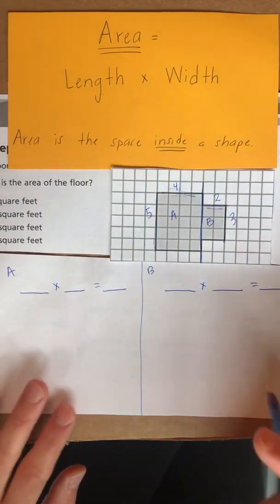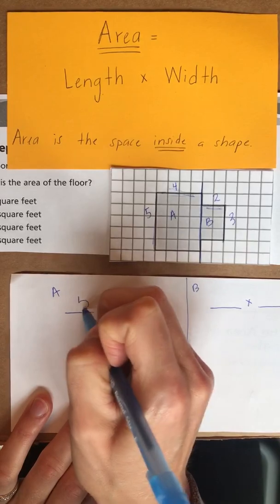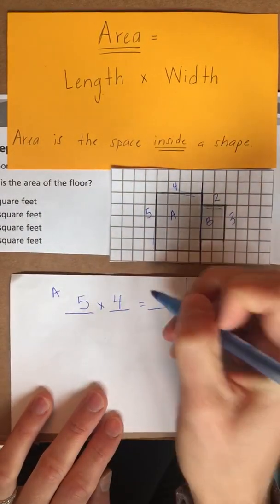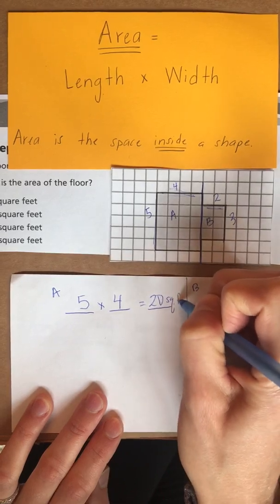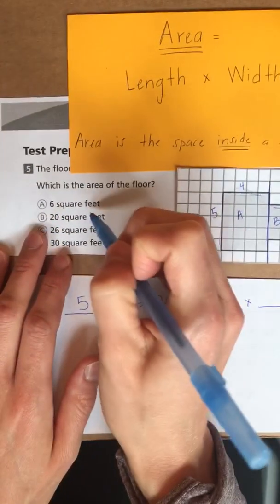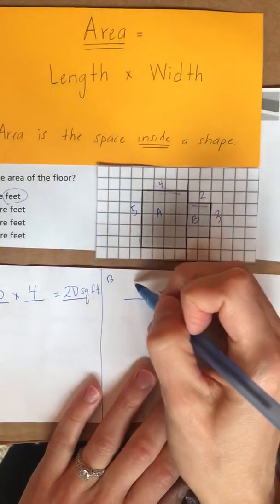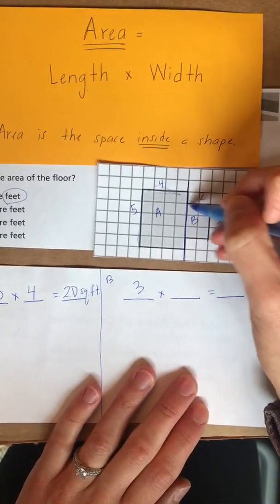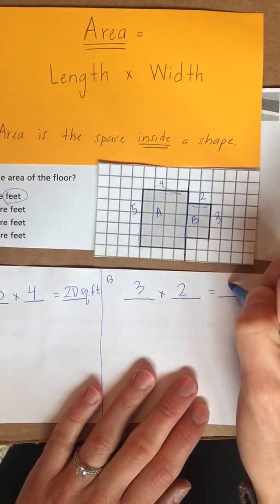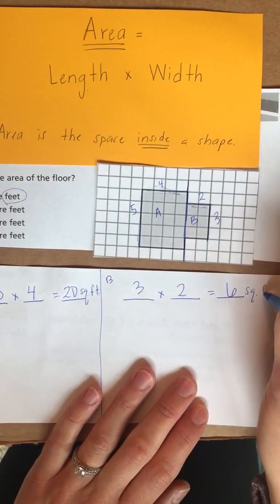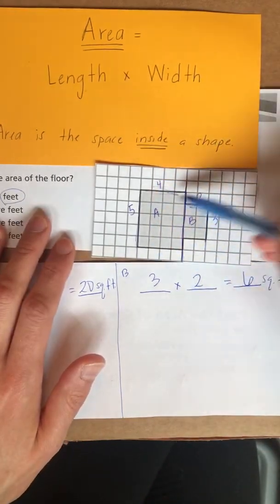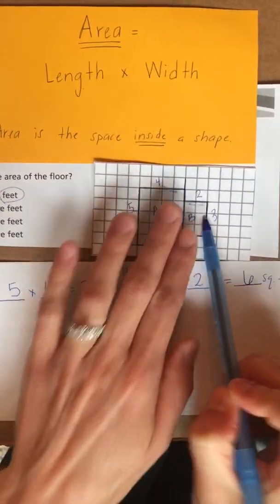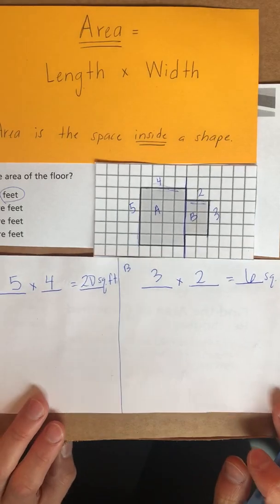Okay, friends, great job. So you should have told me that the area for A was 5 times 4, which equals 20 square feet, right? In this case, they're using feet, okay? And the area for B was 3 times 2, which equals 6 square feet. Friends, pause the video and tell me the area of the whole shape. Remember, you have a part and a part. How are you going to find the whole? Press play when you're ready.